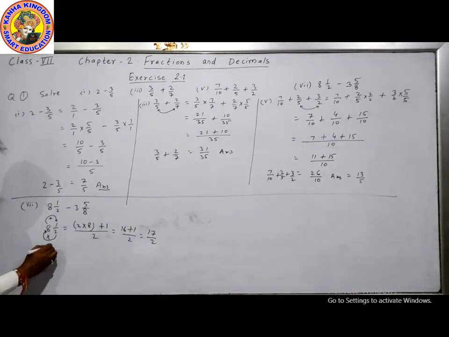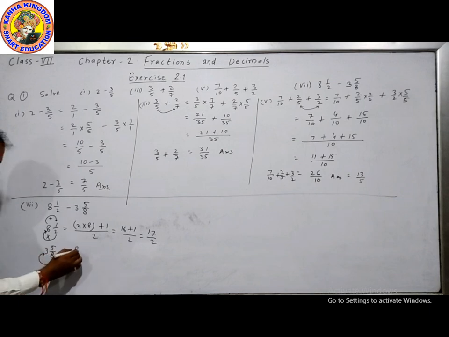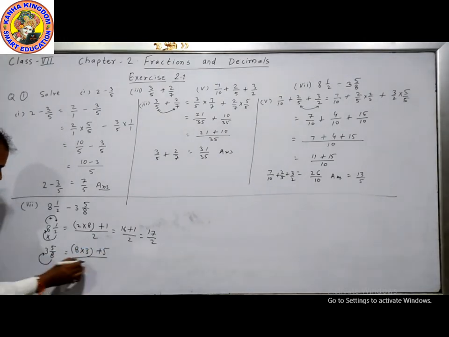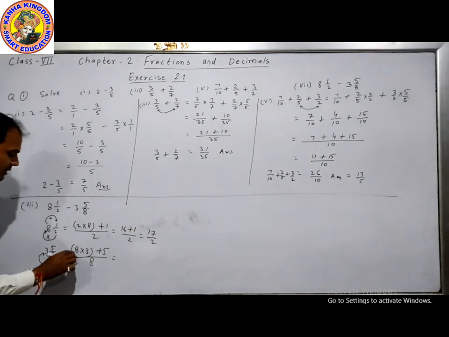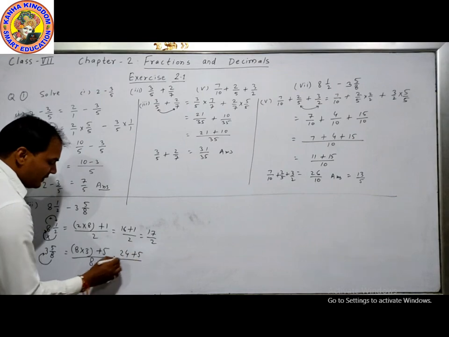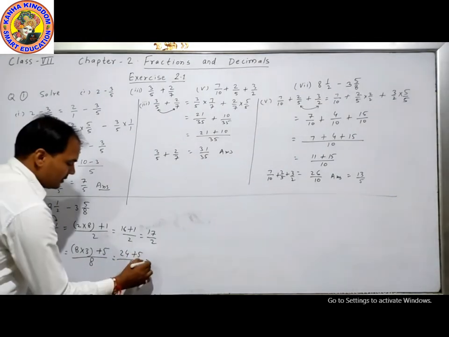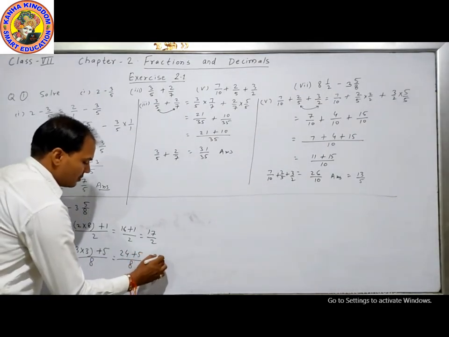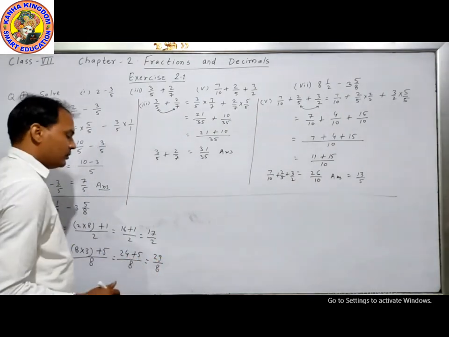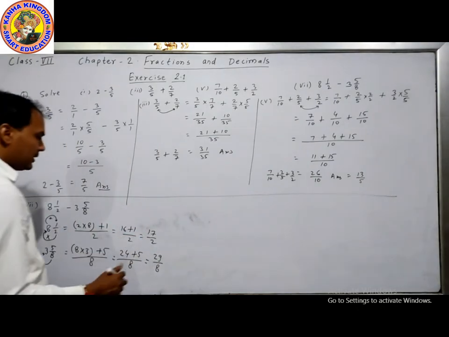The second number is 3 5 by 8. 8 into 3, then add 5, and the denominator is 8. 8 into 3 is 24, plus 5, divided by 8. This number is 29 upon 8. These are the two equivalent numbers.